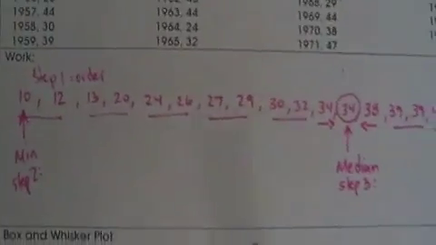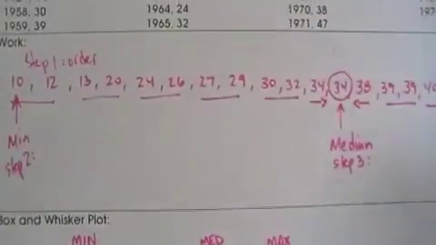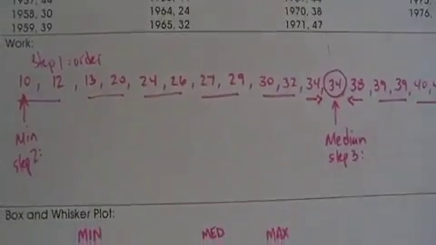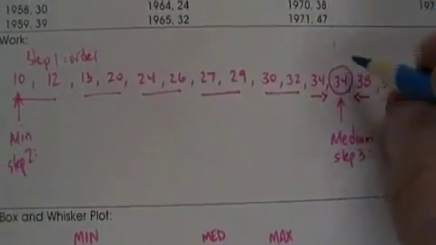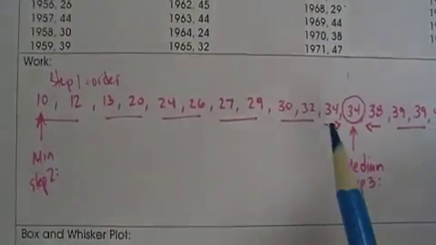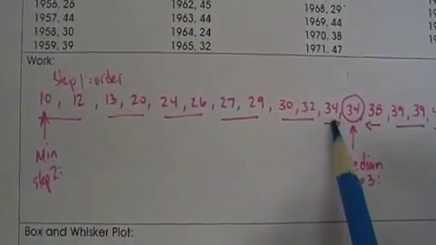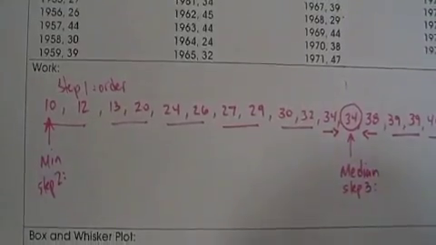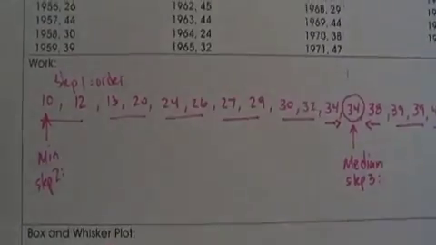Alright, now I'm going to change colors here so you can see it. Step 4 starts looking at the 2 halves. So it says look to the left of the median. That would be all of the numbers on this side, from 10 all the way up to this 34 right here. And it says to find the median of this particular set of numbers.